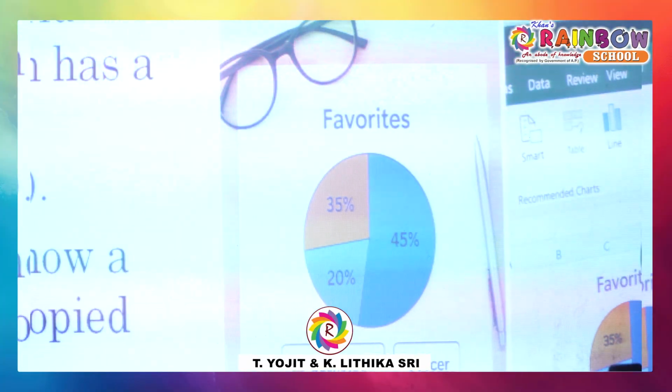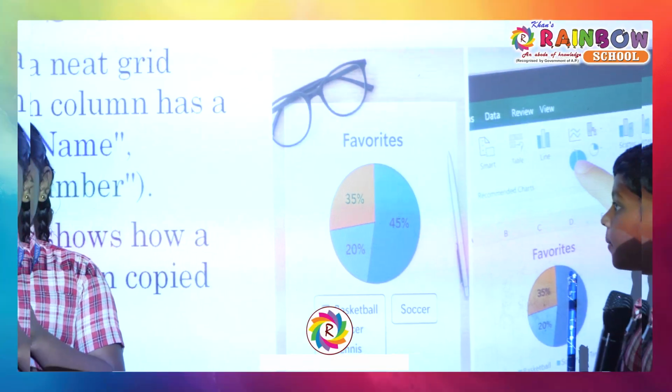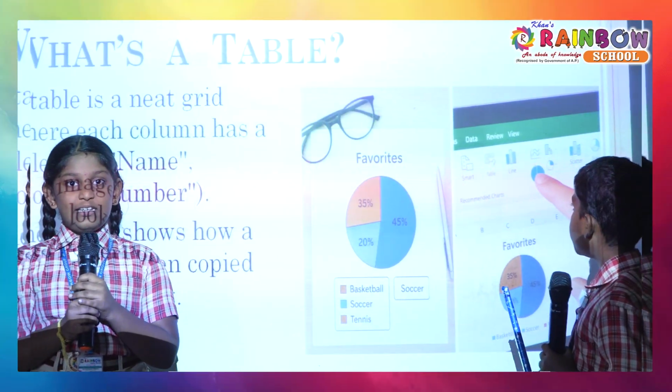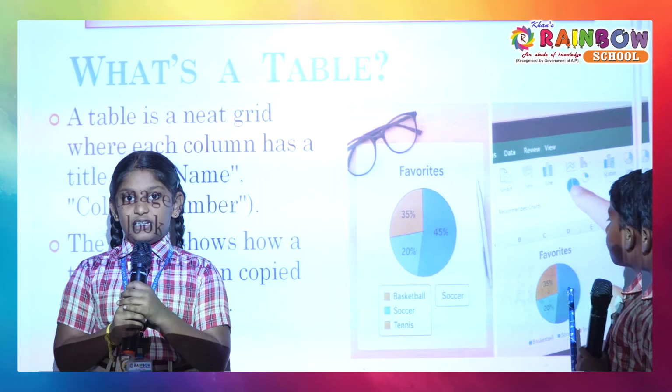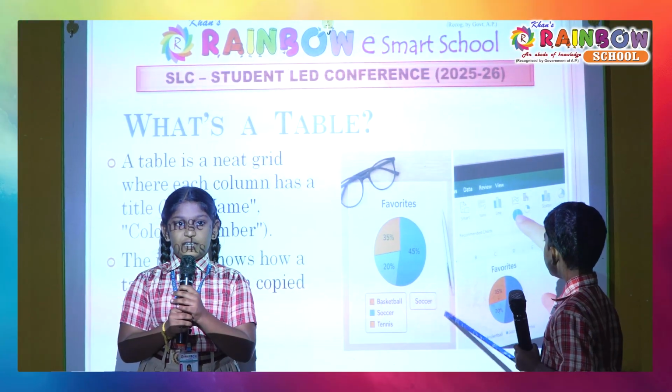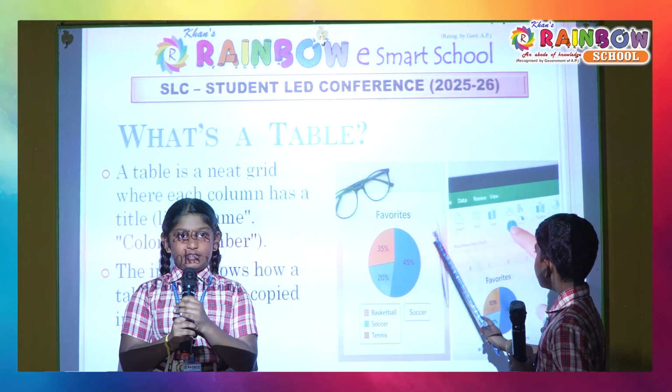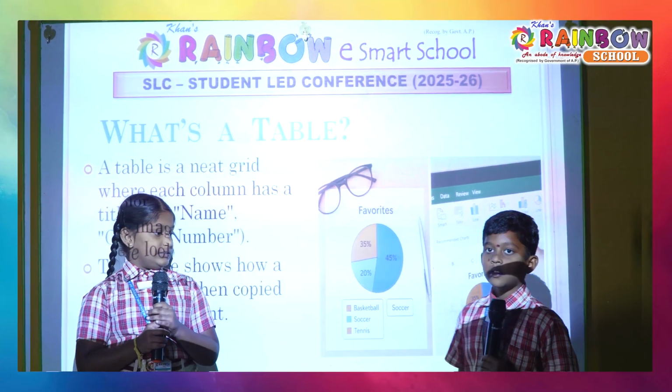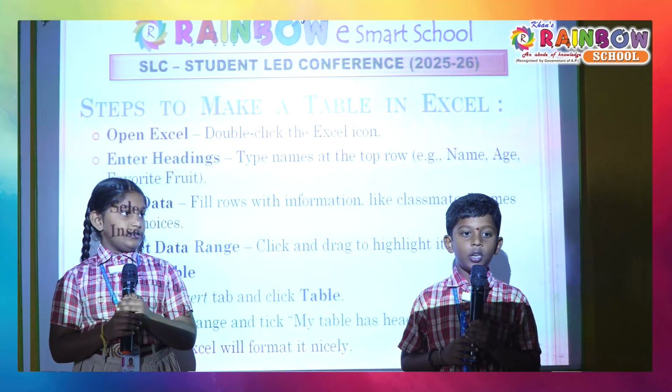What is a table? A table is a neat grid where each column has a title like number, name, color. The image shows how a table looks when copied into PowerPoint. Steps to make a table in Excel.